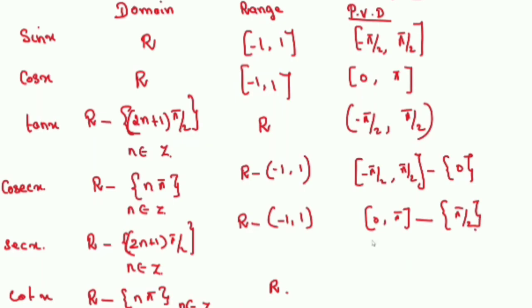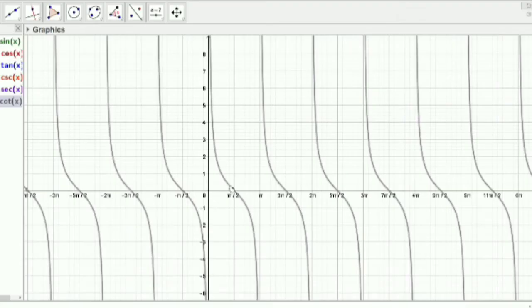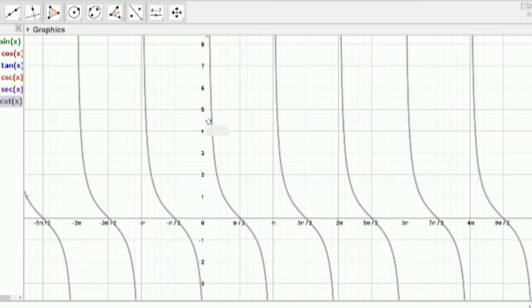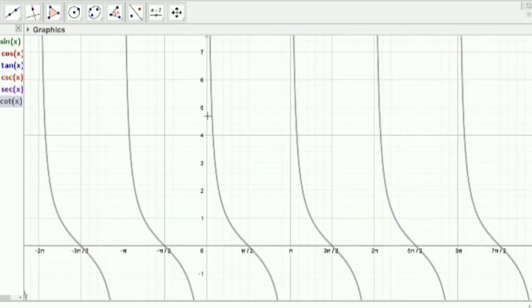Last one, cot x. See, this is one branch. Can you see? This full thing is a branch, right? Similarly, there is one branch here, pi to 2 pi, there is a branch. So many branches. We are choosing this branch from 0 to pi as the principal branch. But we cannot choose 0, because at 0 the curve is not touching, because the curve is going to infinity. See, the curve comes closer and closer to this, but it will not touch. So at 0 it is infinity.